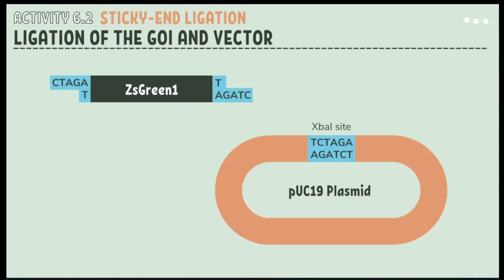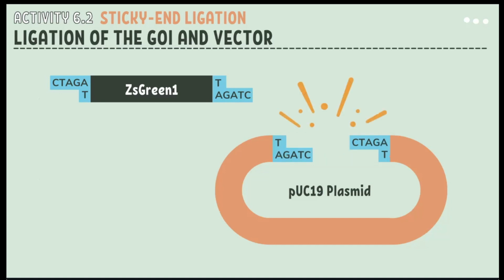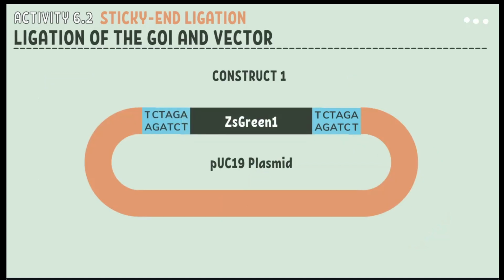Now that we've prepared our gene of interest, let's look into our vector. So at around the multiple cloning site of the vector, we can also see an XbaI restriction site. And so with digestion, we'll also get the same sticky ends as our gene of interest. We can now perform ligation, where as a result, we'll get our first plasmid construct.